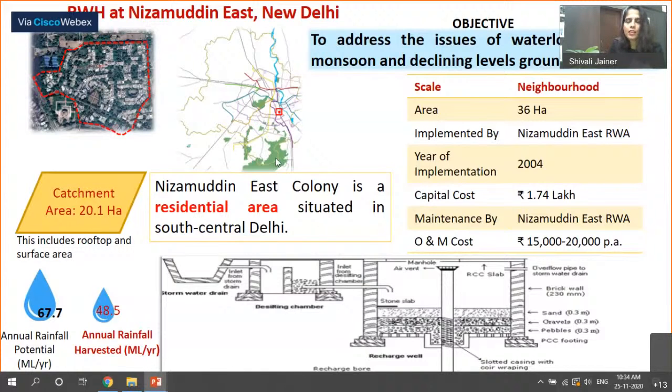The drive was initially by the people staying in the neighborhood, and architect Vandana Menon, who was also a resident of this neighborhood, tried to implement it with the help of CSE, and it is quite successful because it was implemented in 2004, and it is successful till now. We can always go and visit this place if you stay in Delhi.